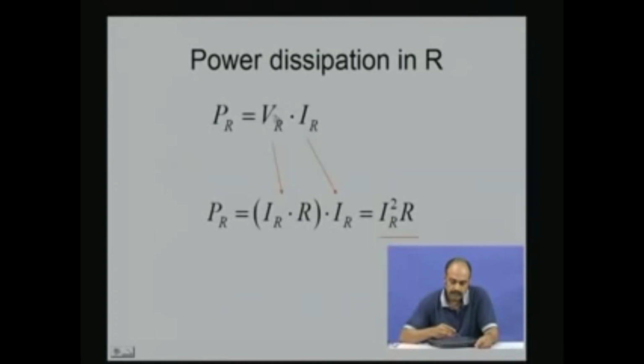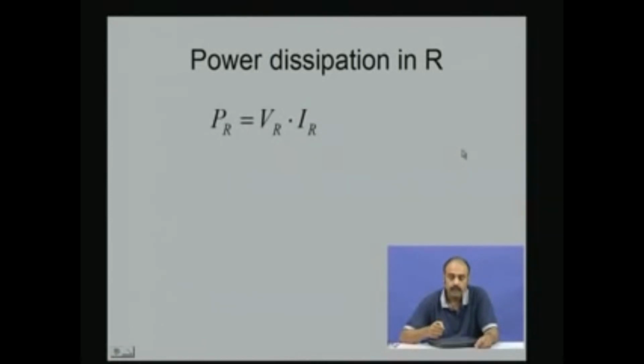Now, this V we saw by Ohm's law can be written as I into R, current into R, and multiplied by the further component of current, which gives I square R. So, the equation for the power is I square R. The power dissipation can also be written with IR as VR by R, as we saw earlier in the governing equations. This gives VR square by R, that is voltage square by R.